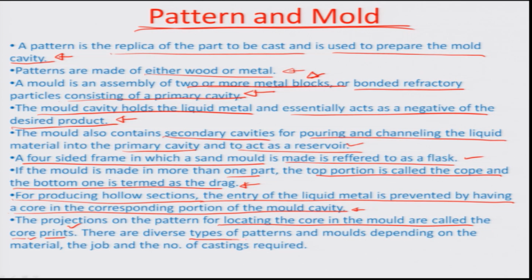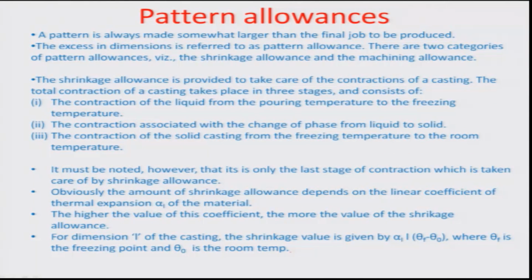There are diverse types of patterns and molds depending on the material, the job and number of castings which are needed. And the first important consideration which one has for designing these patterns are pattern allowances. A pattern is always made somewhat larger than the final job that is to be produced, obviously, because the excess in dimensions which are there is because of this rapid cooling and shrinking action of the material. It is not an ideal case, obviously, because of a thermal gradient or because of, let us say, a change in temperature, the metal is going to be shrinking. So, these are referred to as pattern allowances. So, such excess dimensions are always called pattern allowances.